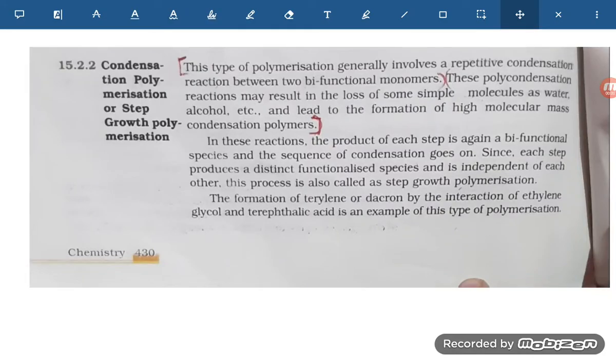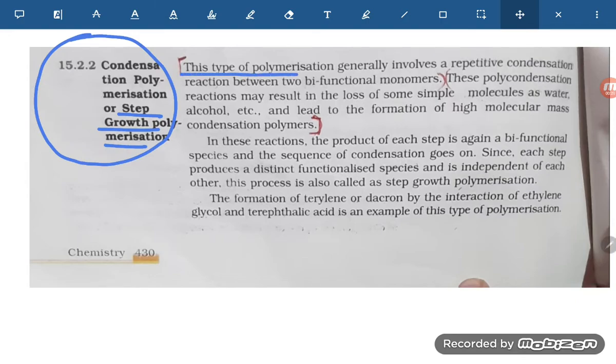Hello students, let us try to understand the next one, condensation polymerization. That is also known as step growth polymerization, and let us have a look over it. What do we mean by step growth polymerization or condensation polymerization? And we have to see a few examples of it.